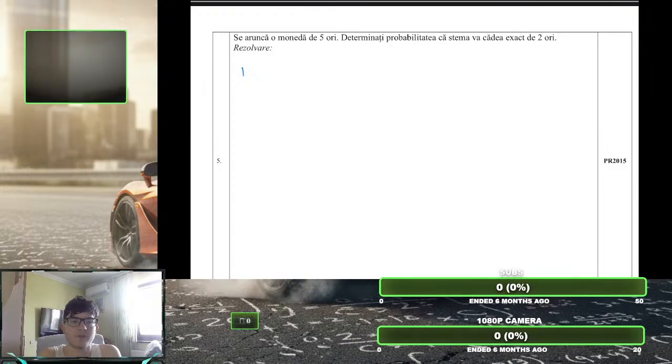I mean essentially, you have a coin, right? So the coin has the heads sign and the tails sign. And it's tossed 5 times. And you have to calculate the probability that the tails sign will fall 2 times. Exactly 2 times.